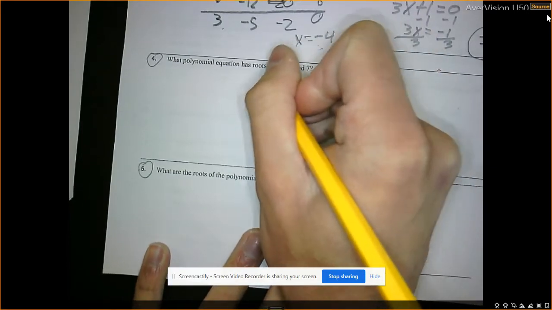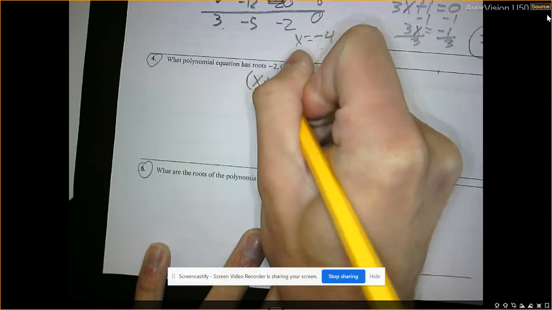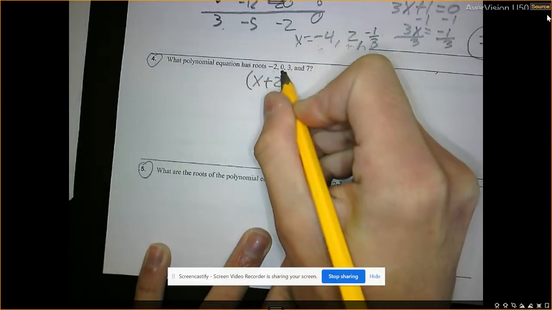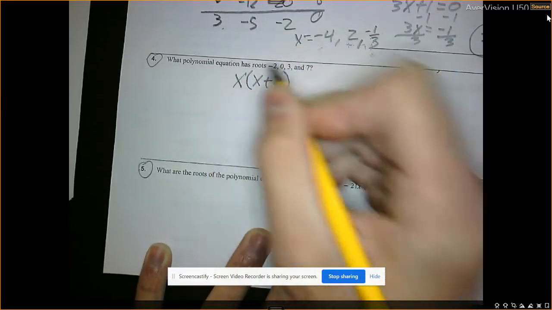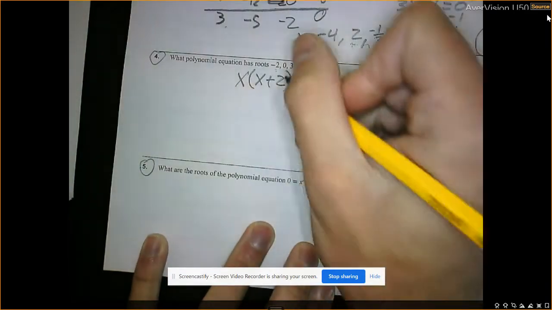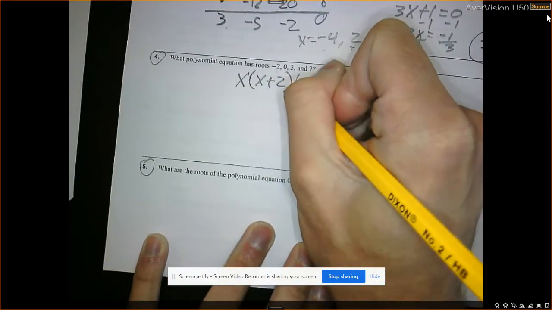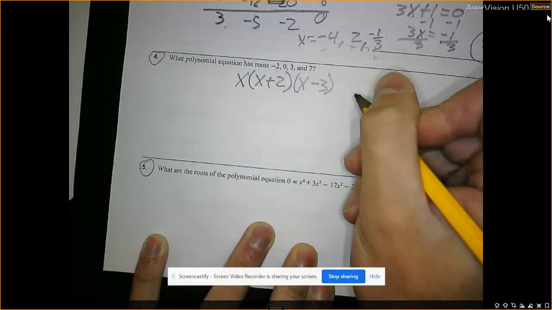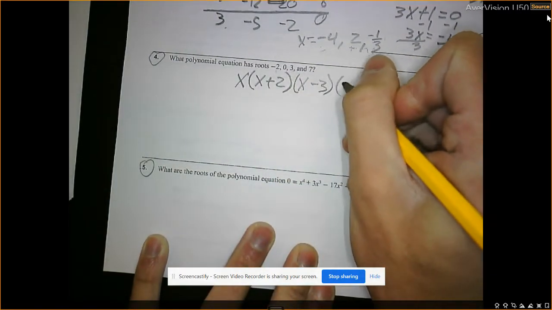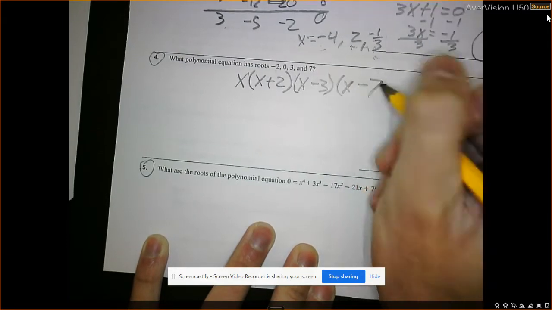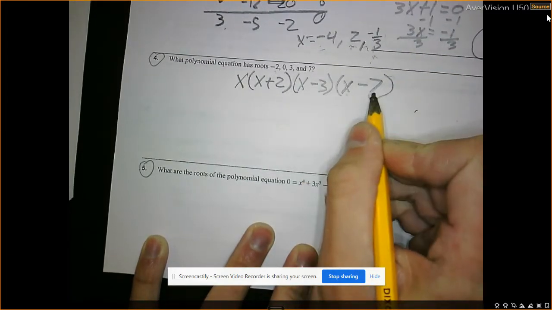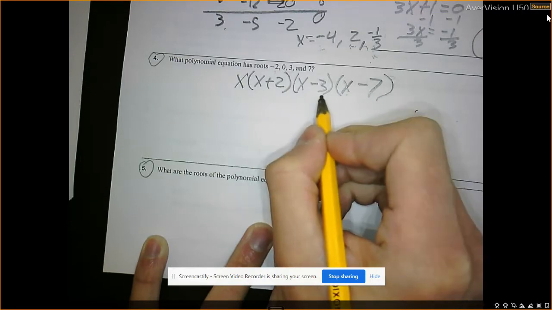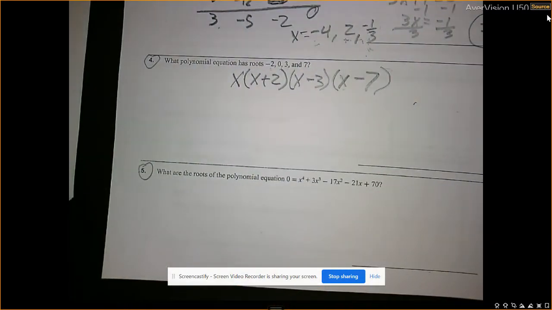If I have a root of -2, that means I have an x plus 2. If I have a root of 0, then that just means there's a lone x out front. And if I have a root of 3, that means I have an x minus 3. If I have a root of 7, that means I have an x minus 7. Because 7 is what makes this 0, 3 is what makes this 0. So that's how I knew how to set all that up.